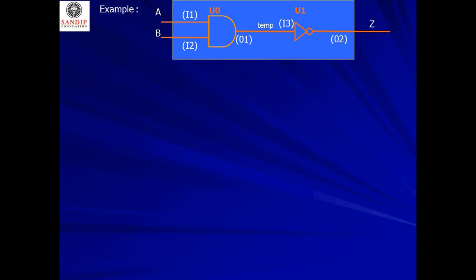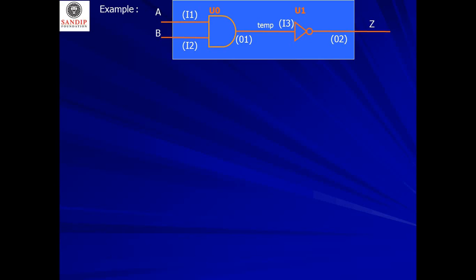In this example there are two gates, an AND gate and an inverter, meaning a NOT gate. Here we have to decompose every circuit diagram into small components. Every small component should be identified by using a unique identifier. Here the AND gate is given the name U0, the NOT gate is given the name U1. I1 and I2 are the inputs to the AND gate, and O1 is the output of the AND gate. I3 is the input of the NOT gate and O2 is the output of the NOT gate.